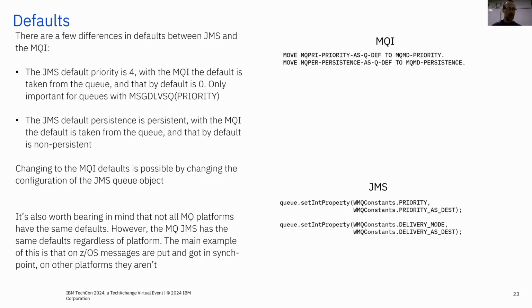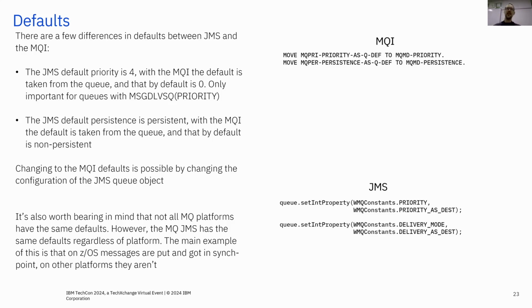Another one is that by default, JMS sends persistent messages, whereas by default, MQI will send non-persistent messages. So again, another nuance. It is possible to make those defaults work, and that's the example in the bottom right-hand corner. It basically says, for this queue, any message I send, set the priority to be the default from the MQ queue configuration, and the same thing for persistence. Delivery mode is basically a synonym for persistence.